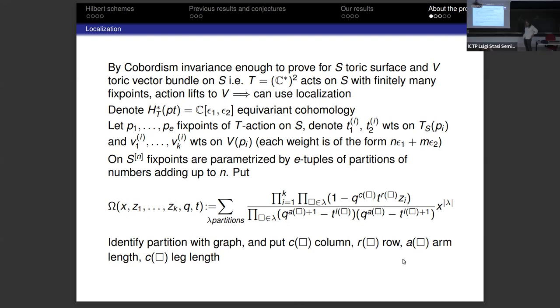Yes. If one looks at this formula for omega, there are these powers q to the something, t to the something, z_i, where the something is the arm or the leg length.